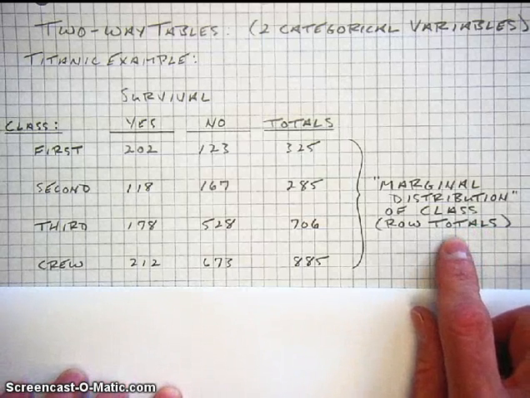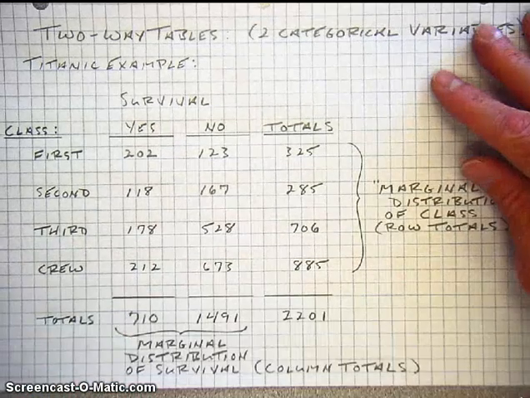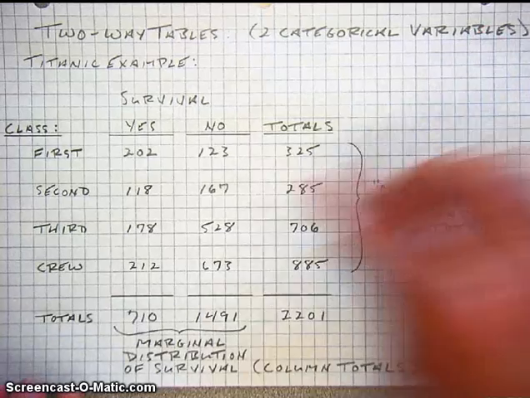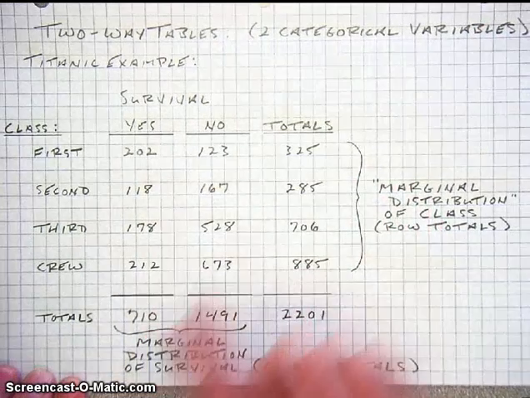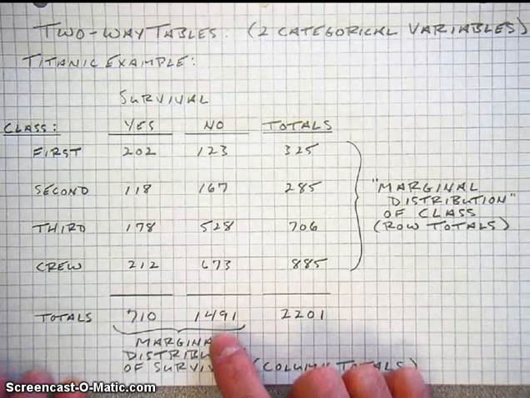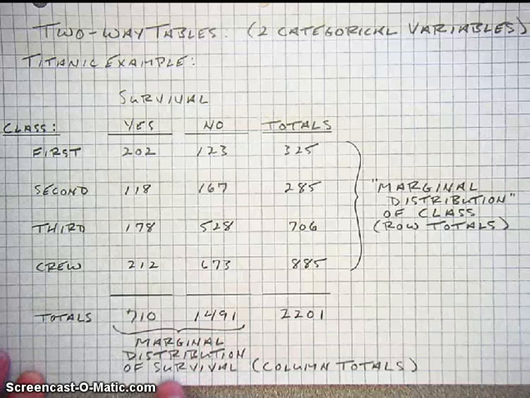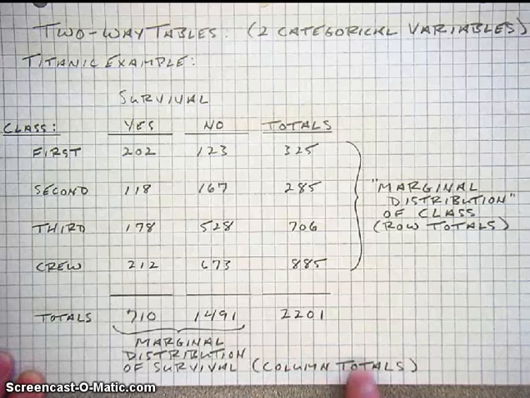If you want to form the marginal distribution of the column variable, you just form the column totals. So you add down the columns. We had a total of 710 survivors and 1,491 people on board who did not survive. This is the marginal distribution of survival. The marginal distribution of the column variable consists of the column totals.